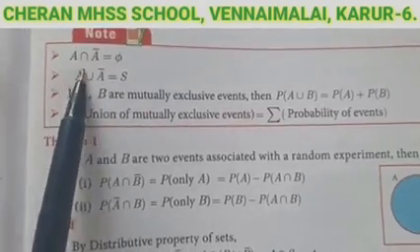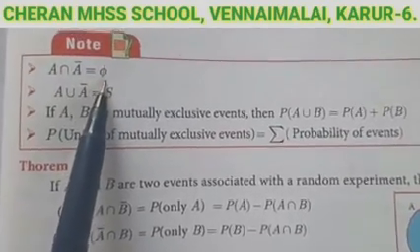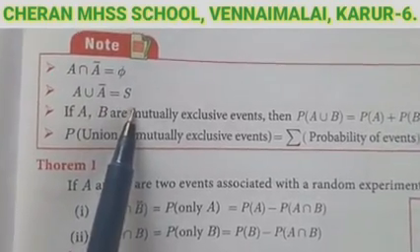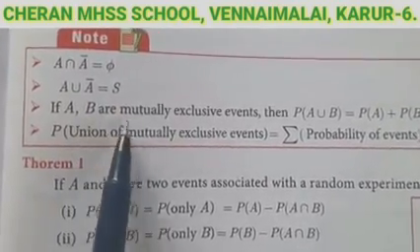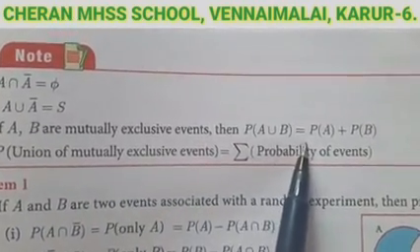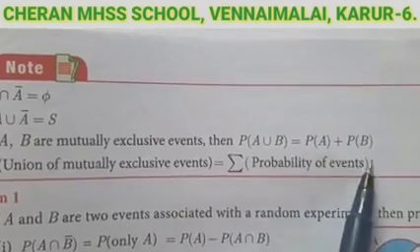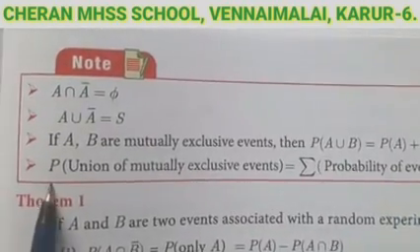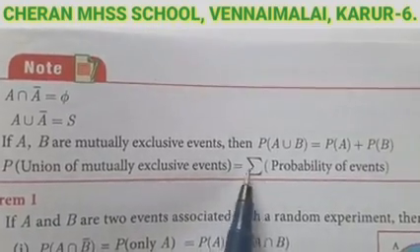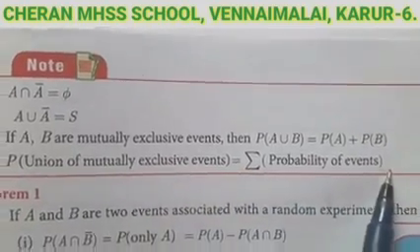Note, A intersection A bar is equal to empty set. A union A bar is equal to sample space S. If A and B are mutually exclusive events, then P of A union B is equal to P of A plus P of B. Probability of union of mutually exclusive events is equal to sigma probability of events.